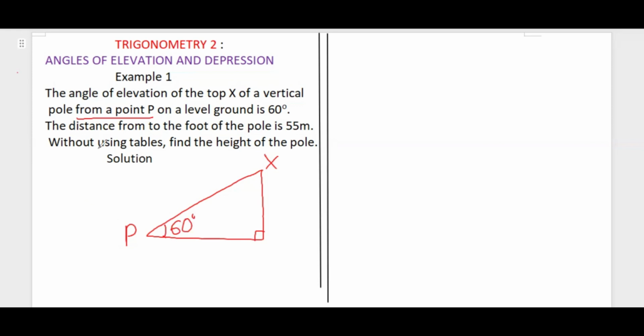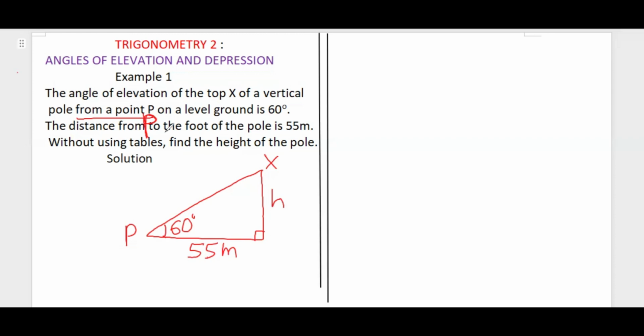And they said the distance from the foot of the pole, this is the foot of the pole, the distance from P to the foot of the pole. So there is P here, the distance from P to the foot of the pole. That means this place is 55 meters. And we ask, find the height of the pole. We want to find the height of the pole, this H.